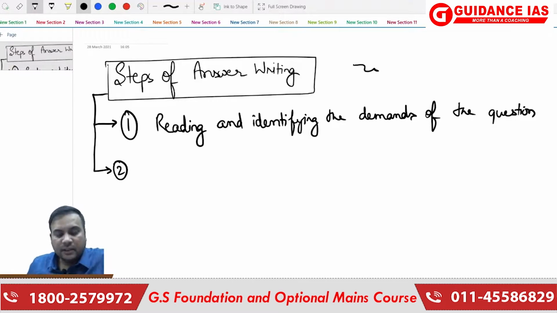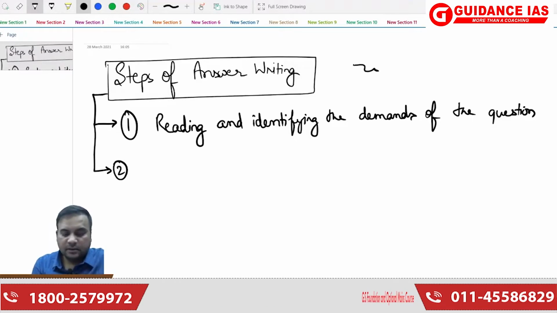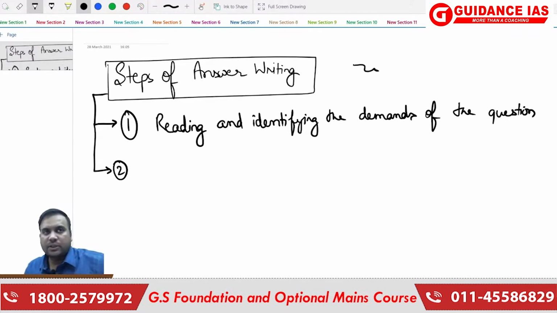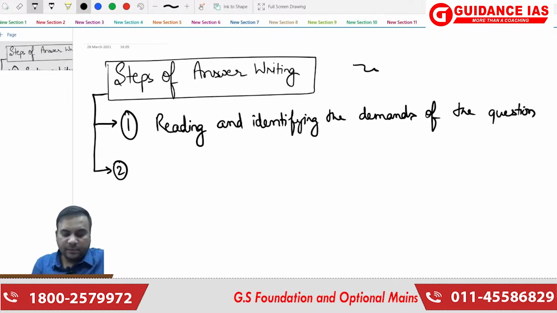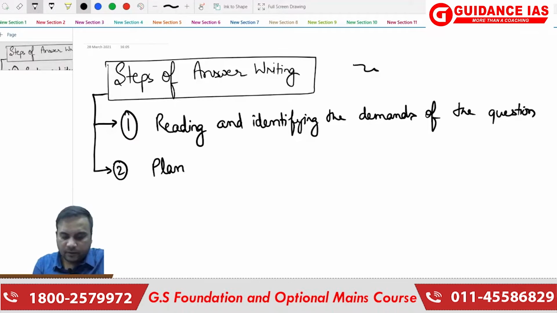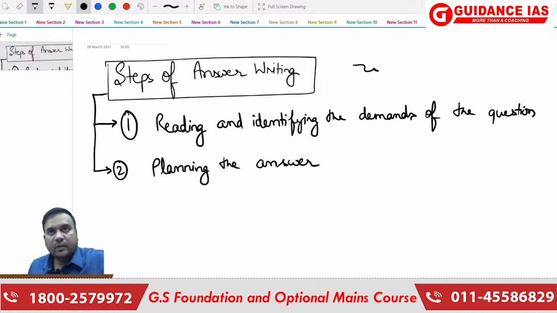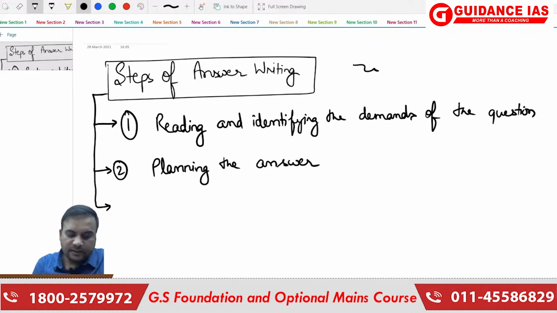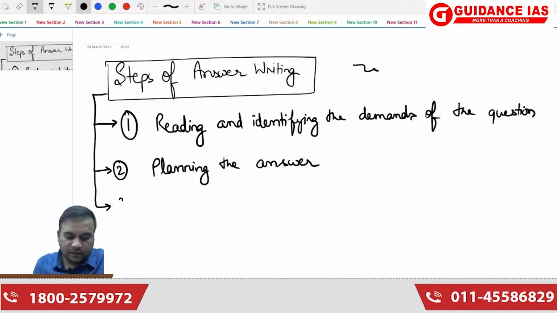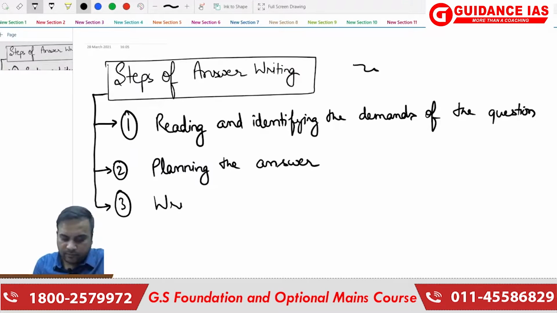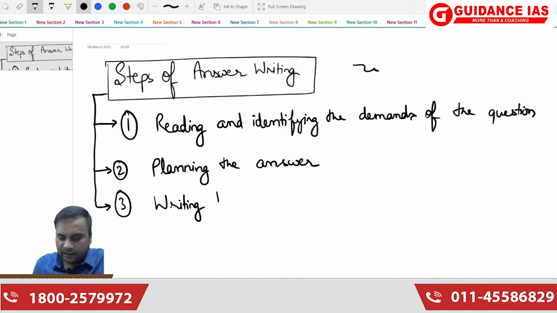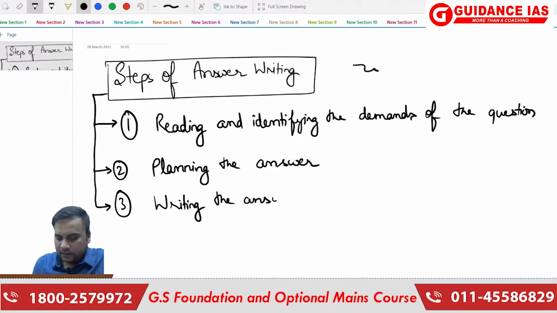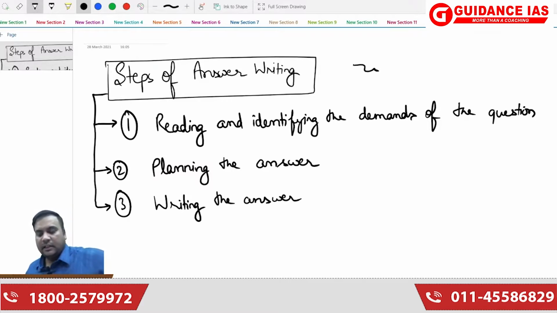The first step of answer writing. The second is, once you have understood the demand of the question, you will move on to the next step, and that is planning the answer. Then you will do what? You will plan the answer. And third is, definitely once you have planned, writing the answer. So there are 3 steps involved in answer writing.